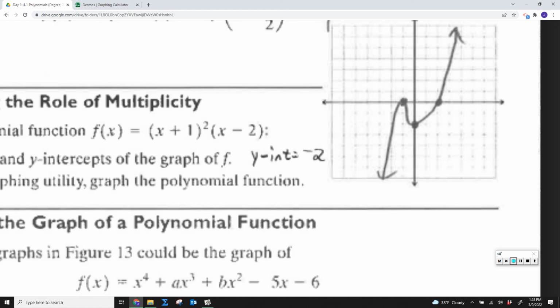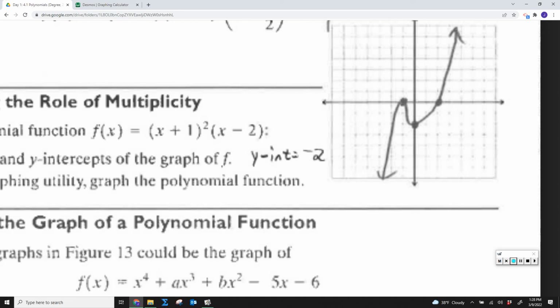But over here at the x minus 2, what's the exponent on x minus 2? And if we look at our graph where it's equal to 2, it doesn't bounce. What does it do? It goes through. Now, sometimes it might kind of flatten out and then go through, but it's still going through the x-axis.